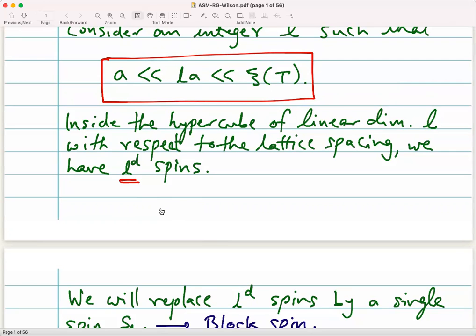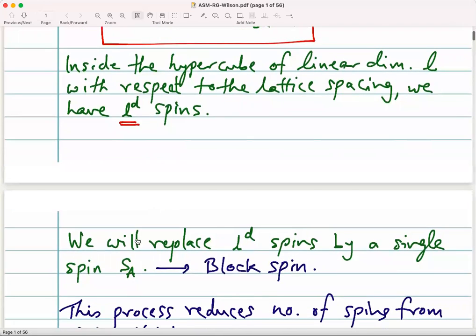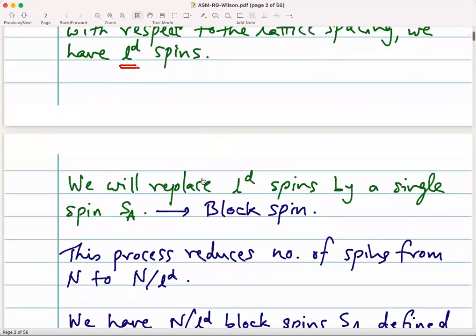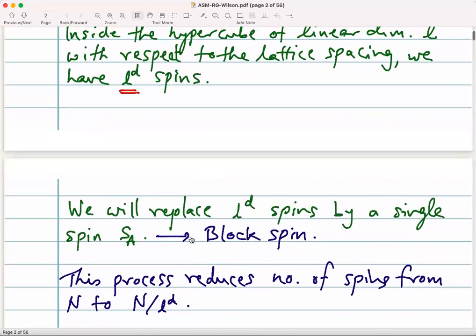Okay, and that single spin that you will put, which will replace these 4 spins, is the one which will be called block spin. Now, how do you write down this block spin? That is the process of block spin transformation, and I will explain it in a moment.